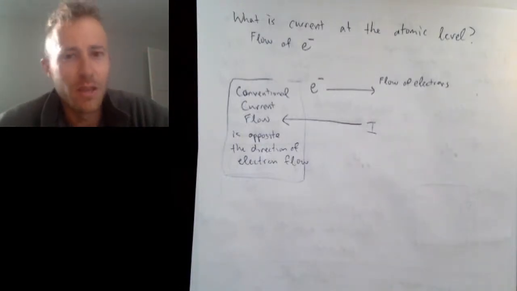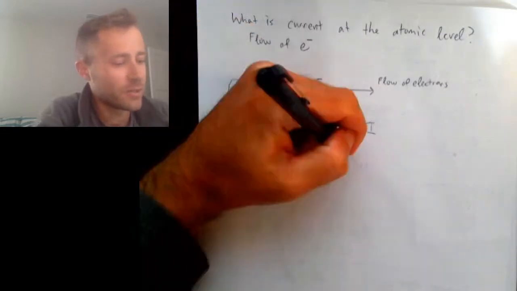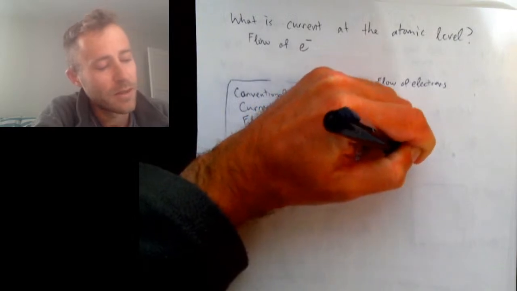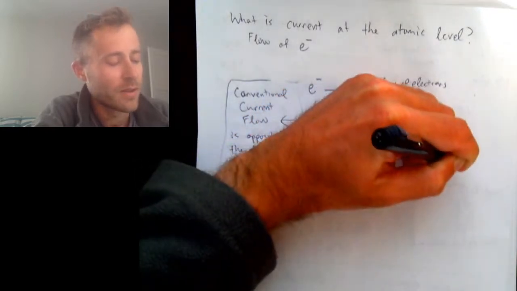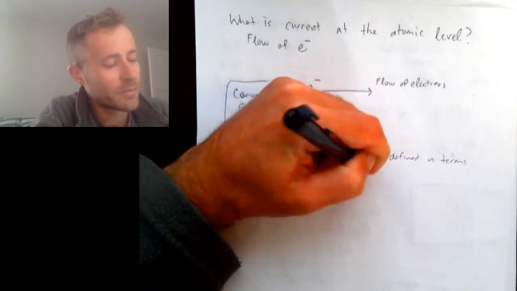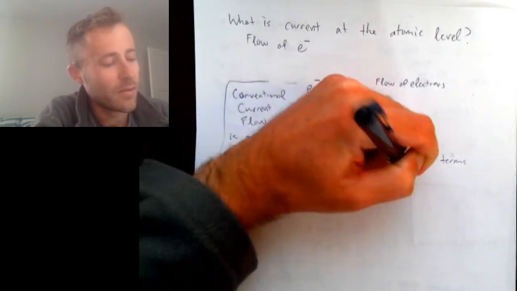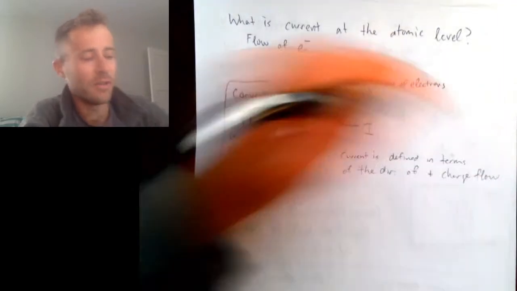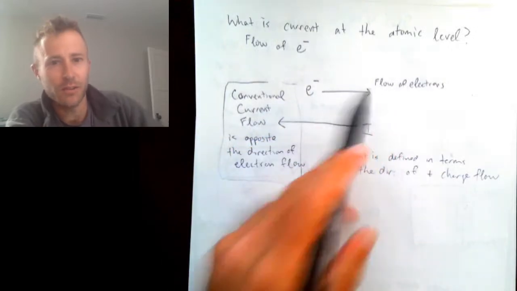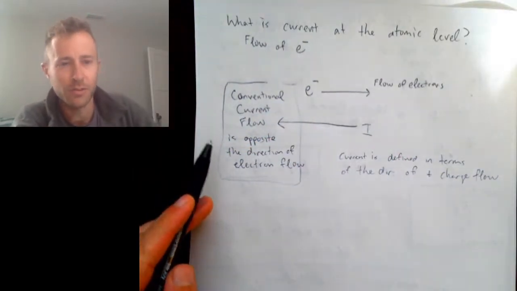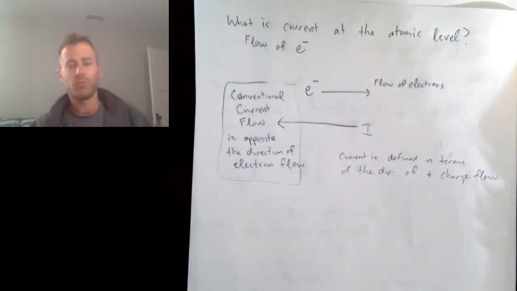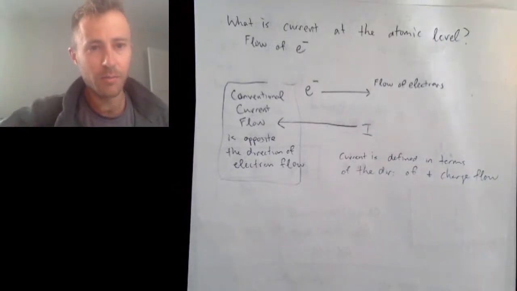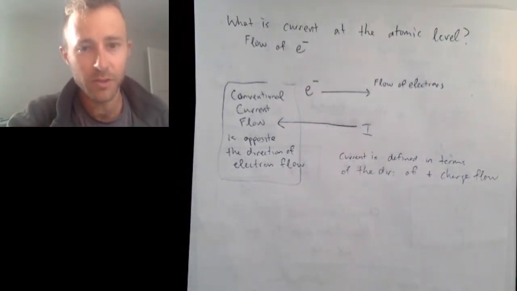Okay, so the reason that it's opposite is because current is defined in terms of the direction of positive charge flow. So in this case, negative charge flowing to the right is like positive charge flowing to the left. So that's why there's this. So we didn't know that the thing that was flowing actually had negative charge until quite a bit after we knew what electric current was.